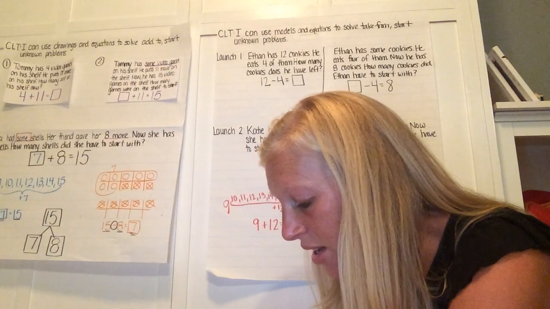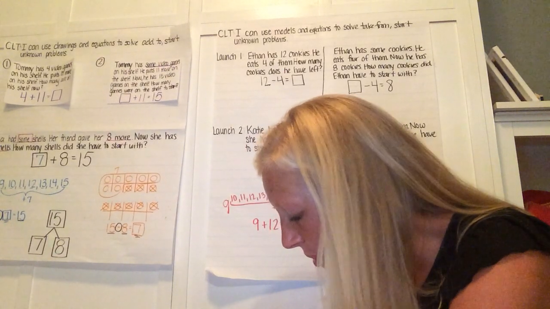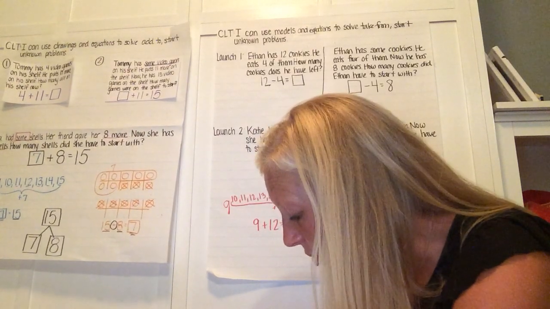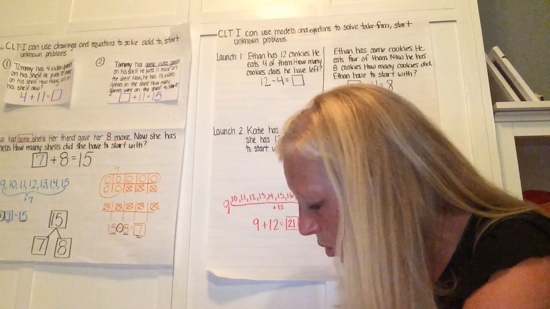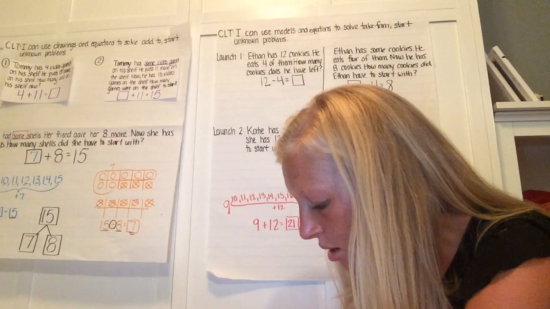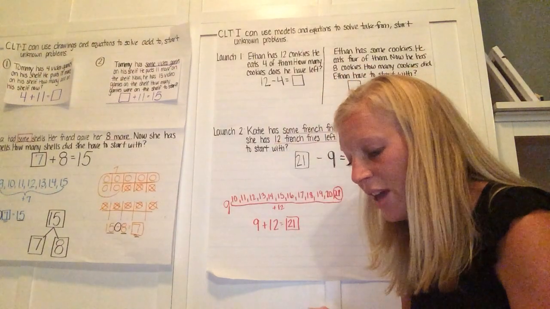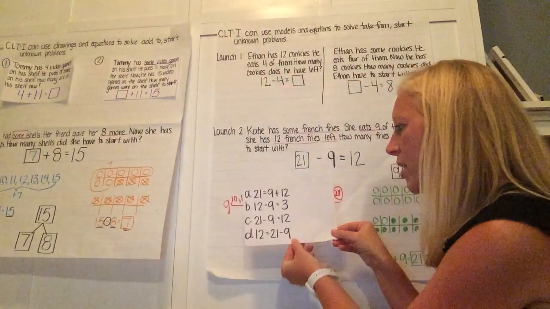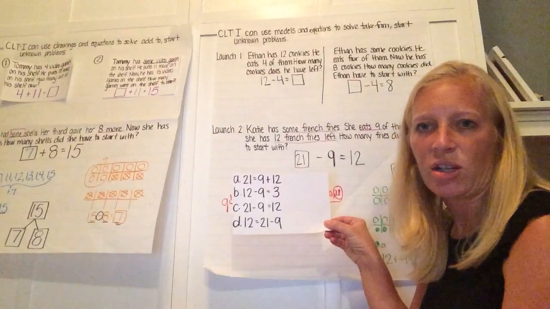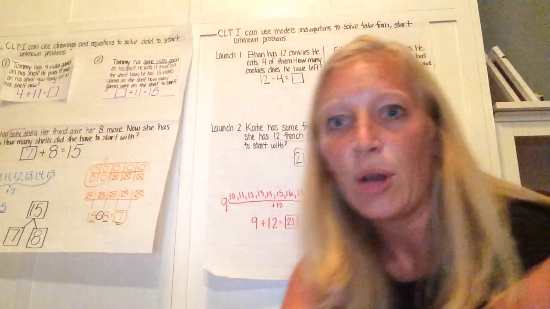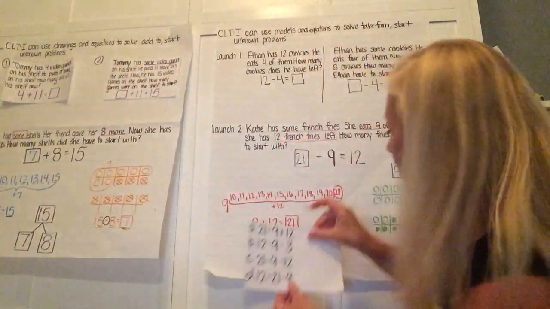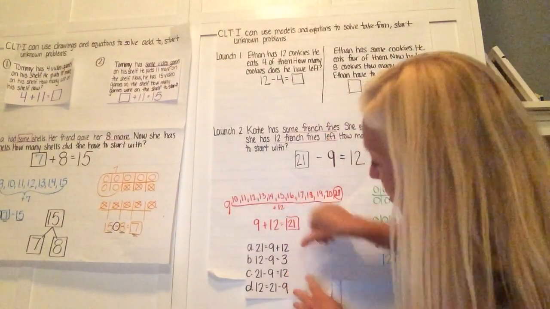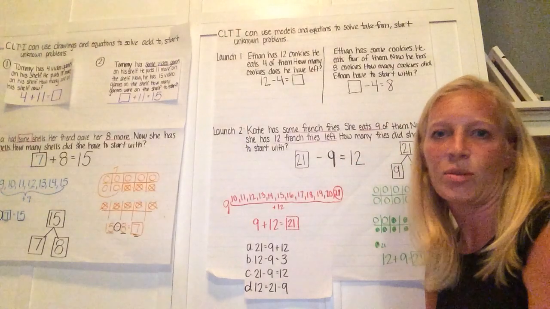12 minus 9 equals 3. 21 minus 9 equals 12. And 12 equals 21 minus 9. It's a lot, isn't it? Now I'm going to show them to you. Okay? So these are my 4 equations, and I'm curious. See, put a little tape on here. Which of these can be used to help us solve this problem?